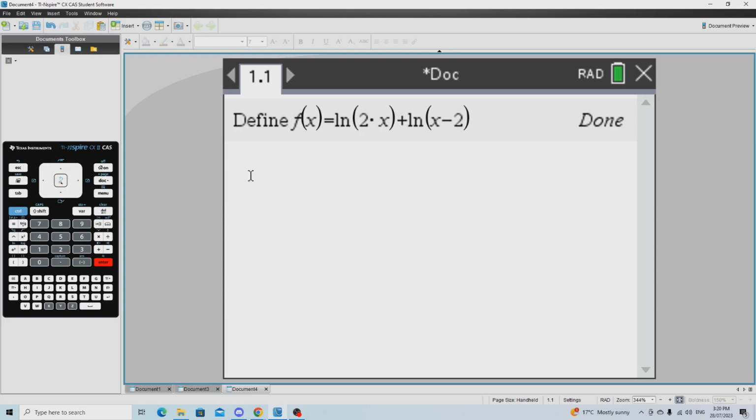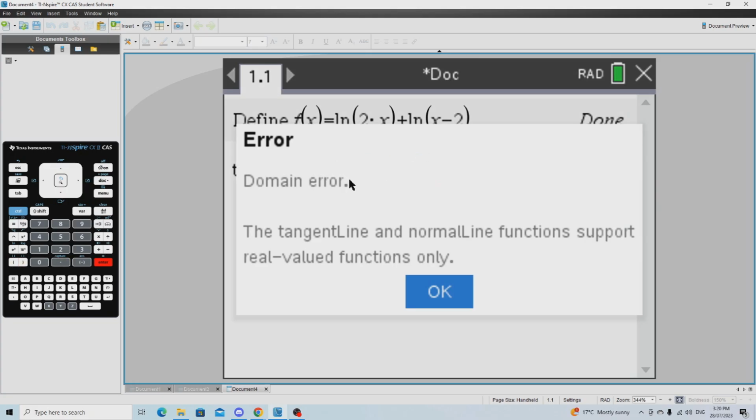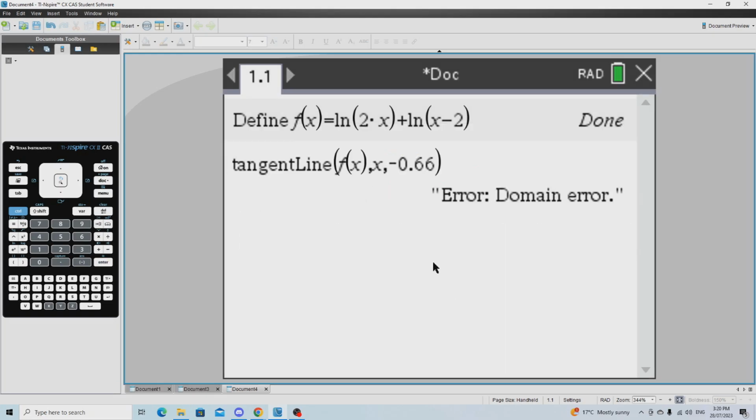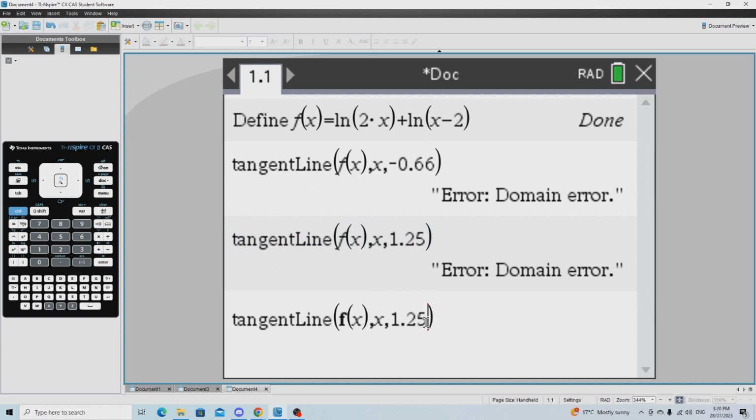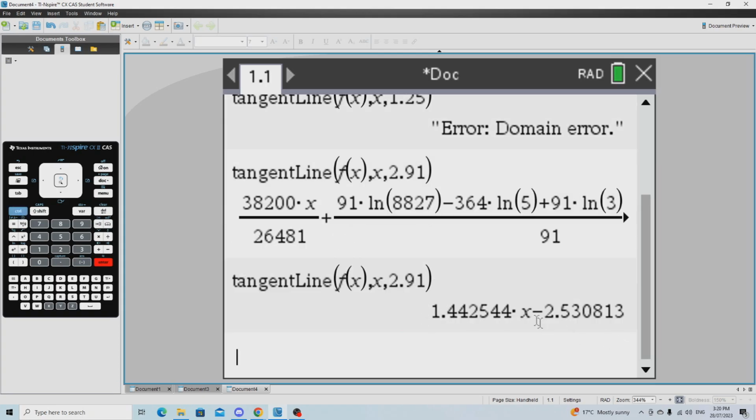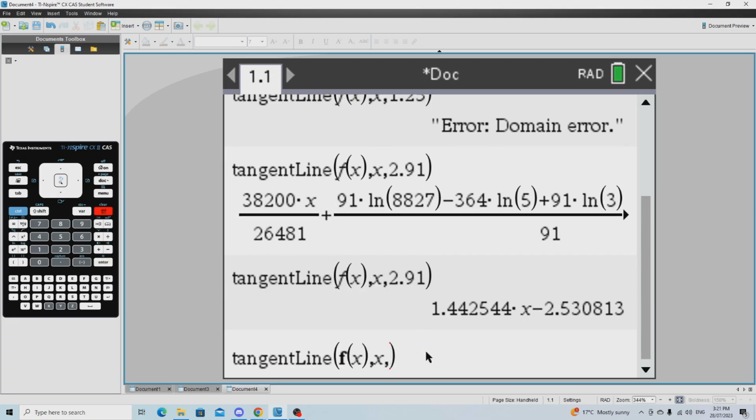Let's try the x value for the first one, negative 0.66. I'm going to go on calculus, tangent line, f of x, comma x, comma, negative 0.66. Okay, domain error, so it doesn't even exist. Let's try the next one, 1.25. This one also doesn't exist. Try the next one, 2.91. Control enter. Okay, we want where it passes through the origin. We know that the tangent line passes through the origin, so we want the c value to be close to 0. Let's try the next one, which was 4.19.